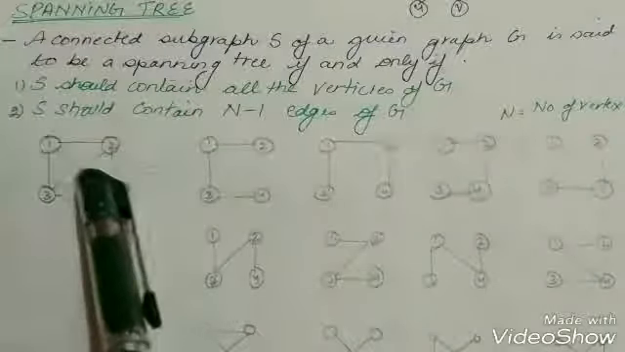But to help us, we have a theorem called Cayley's theorem, which states that the complete graph Kn has n raised to power n-2 different spanning trees. If we just want to know how many spanning trees can be made from a graph, or we can say a complete graph, then we can use this formula: n raised to power n-2.